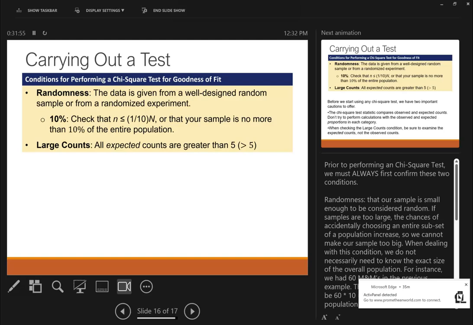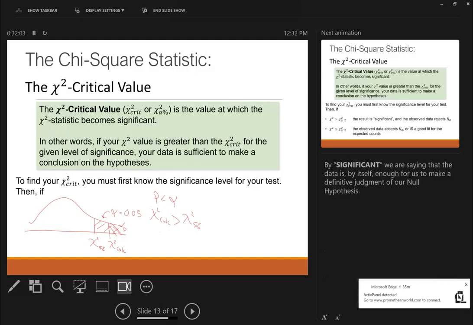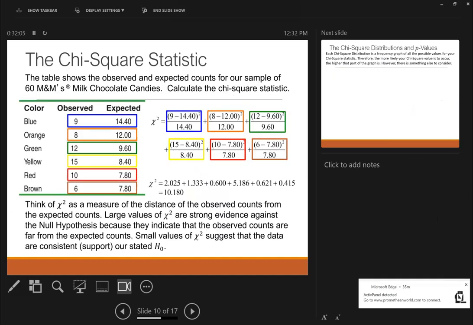The second condition is the large counts condition. That just says that all the expected counts have to be greater than 5. So if we go back here and look at our expected counts, the smallest expected count on my list is 7.8, right? Is that bigger than 5? Yup. Do I have to compare all the expected counts to 5? No, man, I'm just going to compare the smallest one, right? If I know the smallest one is bigger than 5, then all the rest of them are. I really only need to check the smallest one.